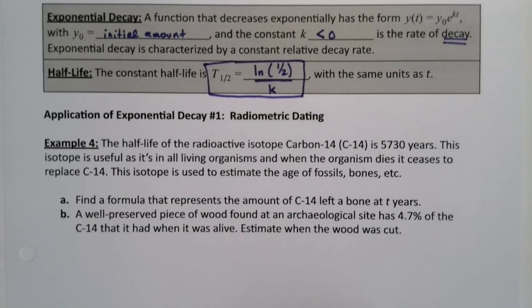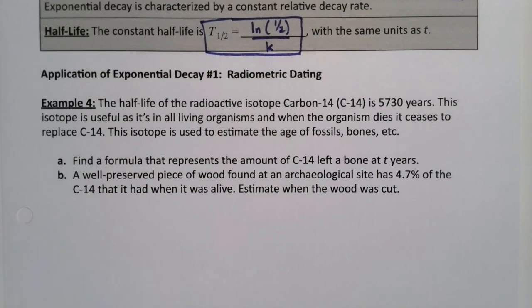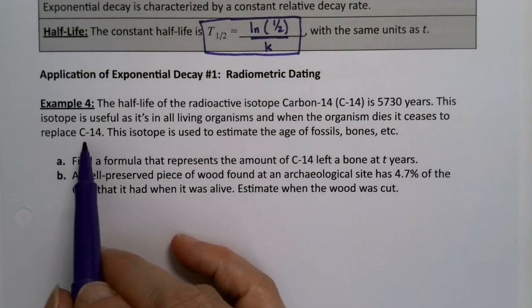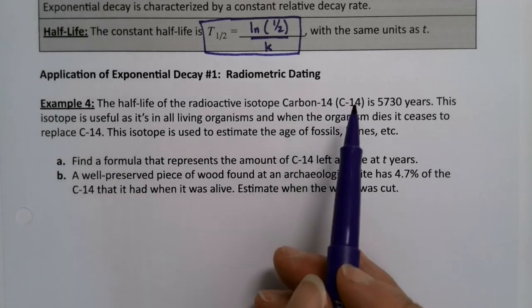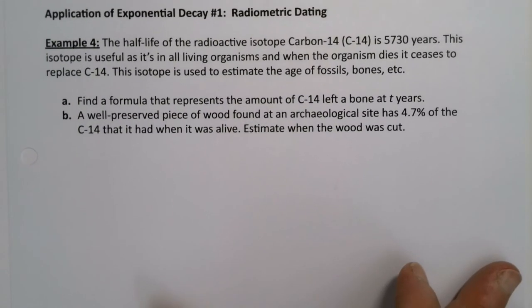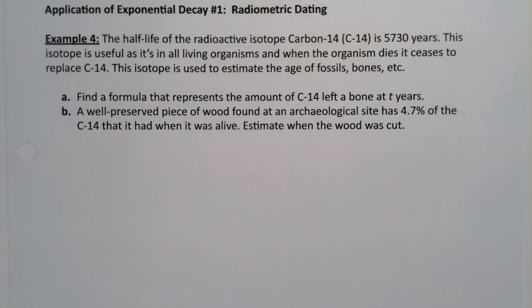All right, so let's do an example of this. Classic example, everybody's done this in an algebra class, which is radiocarbon dating. Now, carbon-14 is a radioactive isotope that's present in all living creatures on Earth. When the creature dies, it stops gaining or replacing its C14, and it starts losing it slowly over time. And carbon-14 has a half-life of 5,730 years. So this is in fossils, bones, etc. This is one of the ways that we can find out how old things are. So we're going to find a formula that represents the amount of C14 left in a bone at t years.